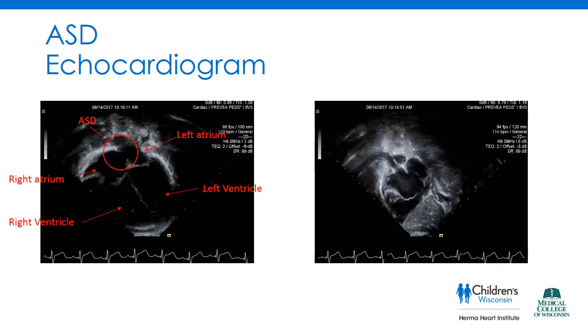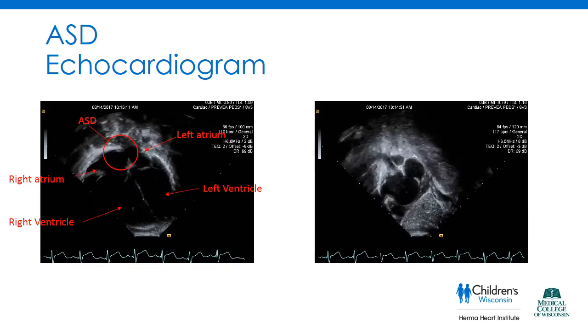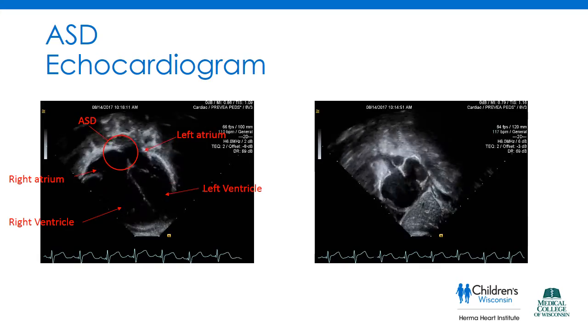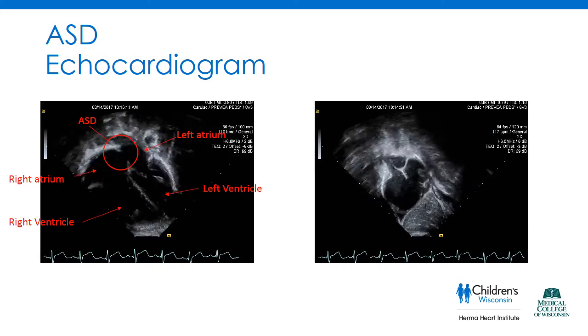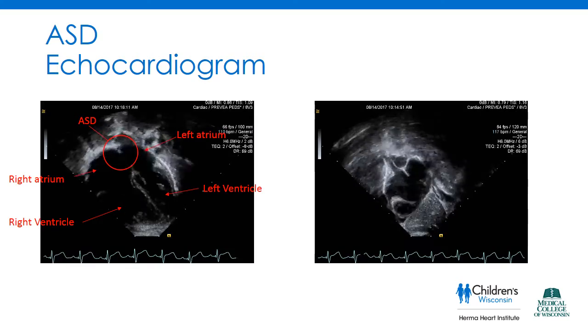So these are two echo pictures. Once again, I hope that they play. But just as a reference, this is the right atrium, right ventricle, ventricular septum, left ventricle, left atrium, and right here is the atrial septum, and an ASD is present.